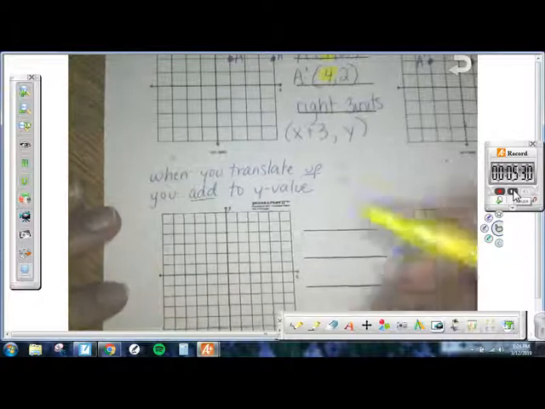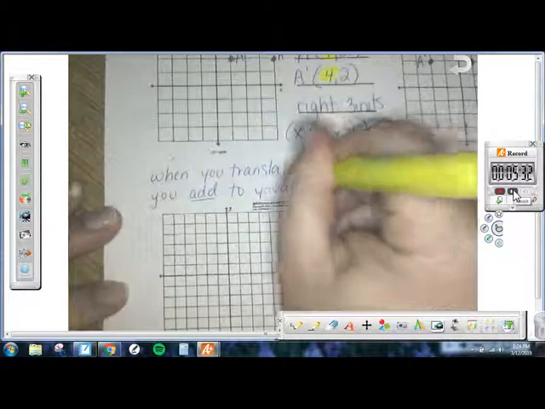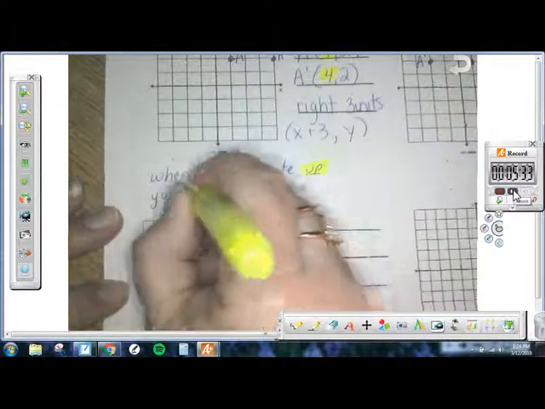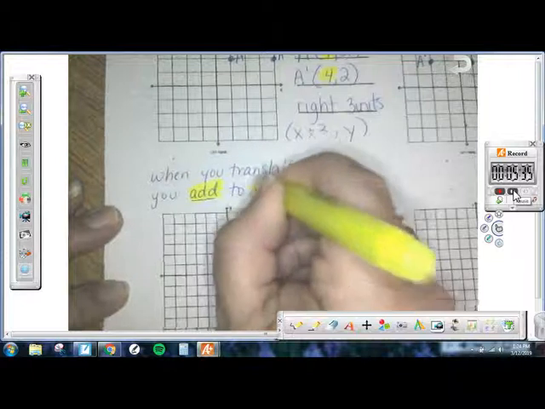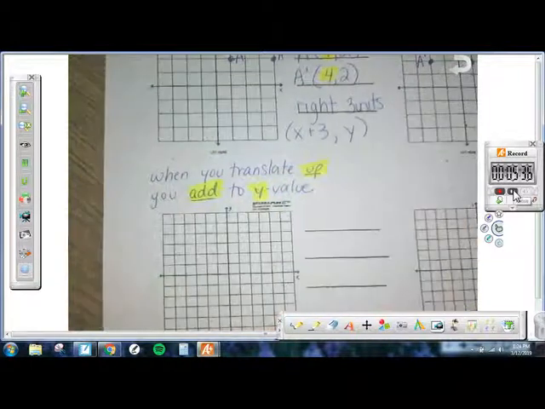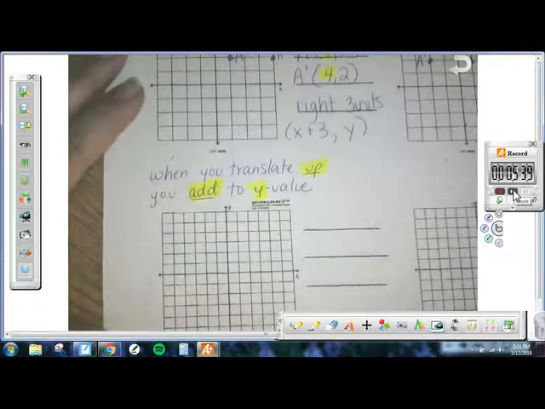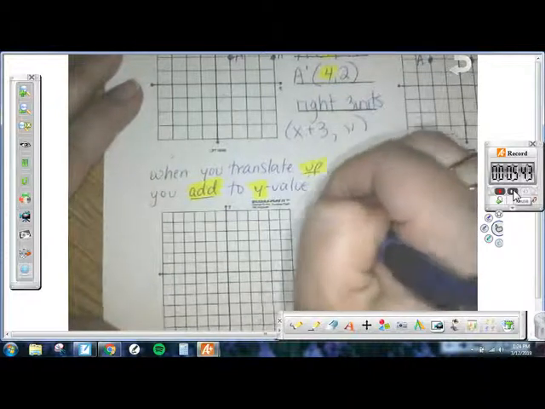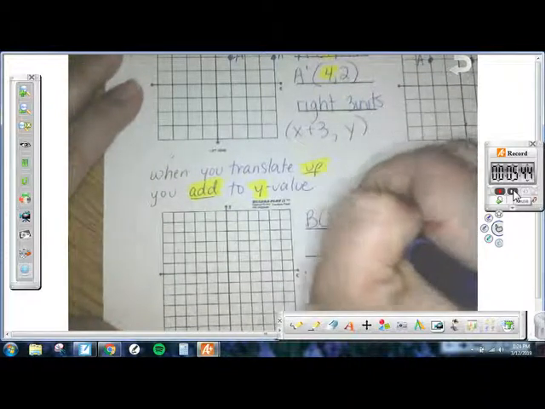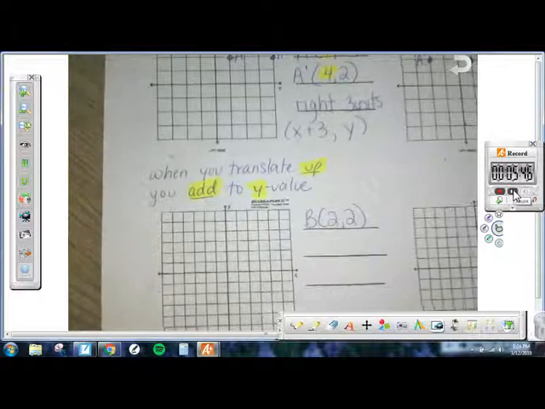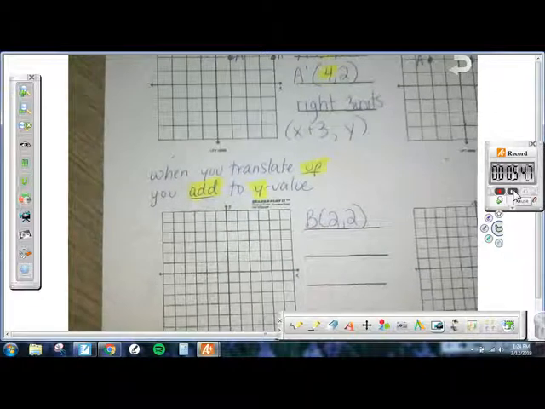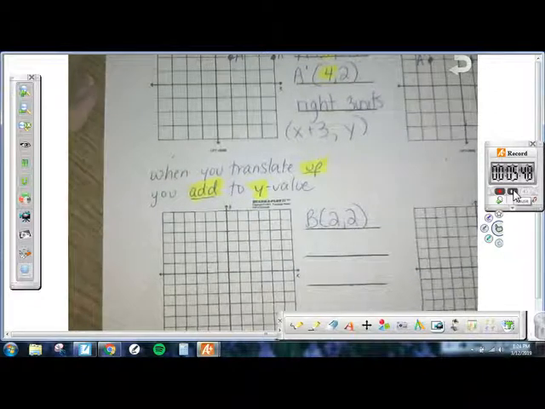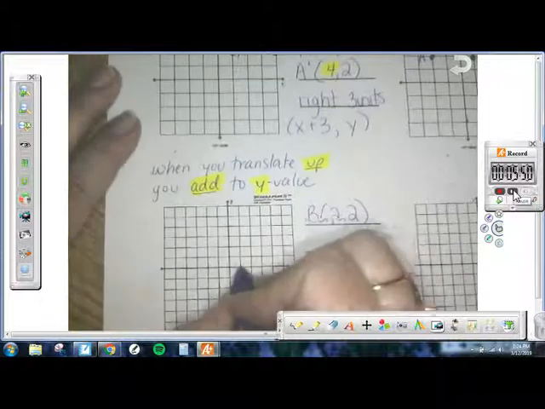Next, B is right here. I'm going to move 5 to the right. 1, 2, 3, 4, 5. This is B prime, which is 2, 2. Third point is C. I'm going to also move that 5 to the right. 1, 2, 3, 4, 5. That is C prime. And that is going to be 4, 1. This is how we move when we have a graph.